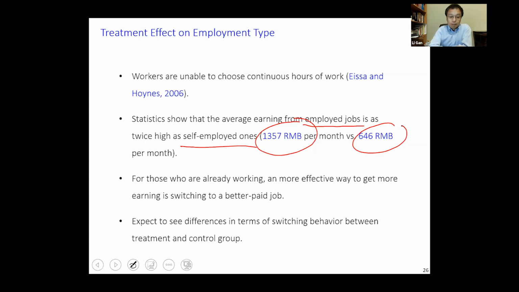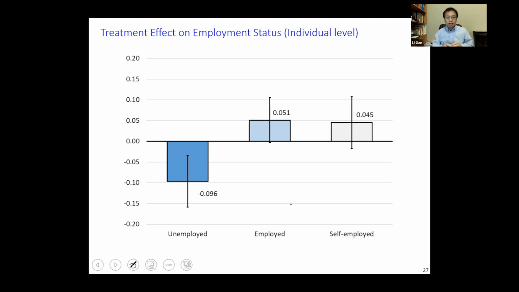For those who are already working, if you want to get more earnings to get this reward, you switch to a better paid job. So we expect to see people changing between different types of jobs. We expect to see a difference in switching behavior between the treatment and control groups. That's what we see. This is unconditional, so regardless of what they had before, about 9.6% of them switch from not working to working.